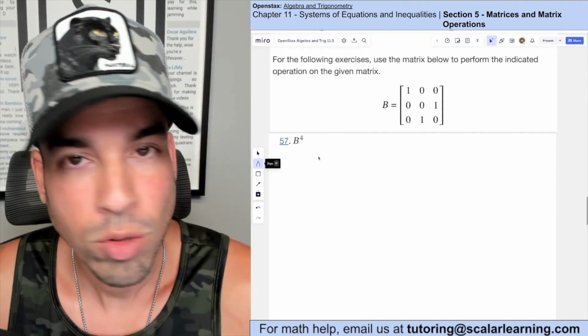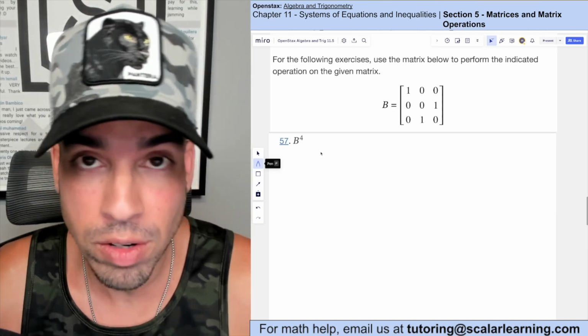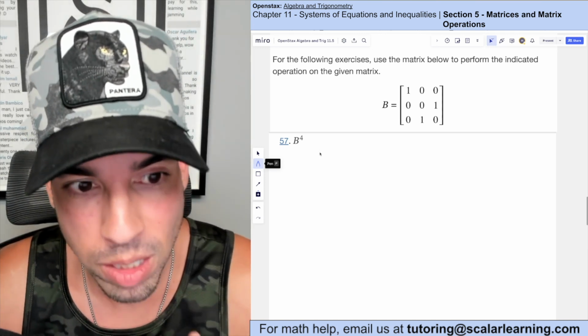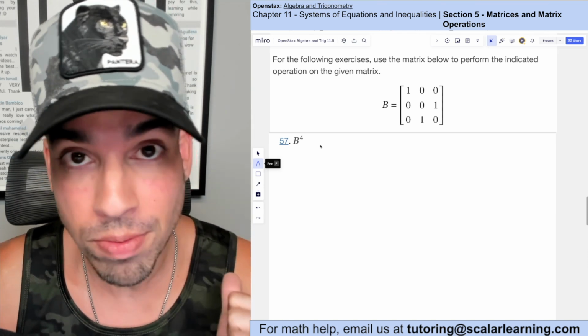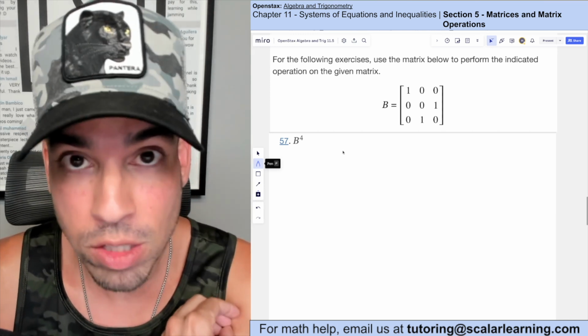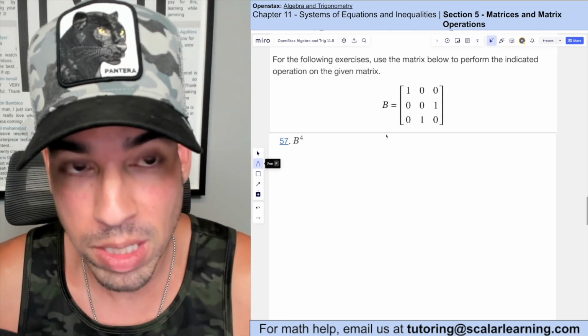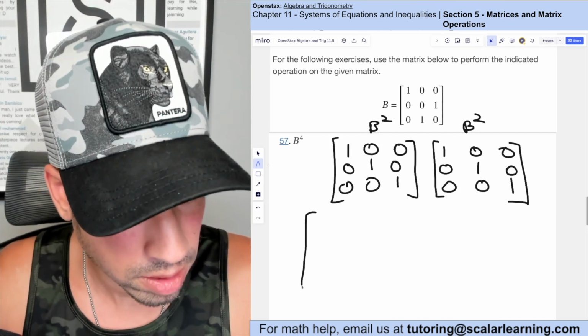Done. So for this one, we're doing b to the fourth, which is b times b times b times b. And I could carry out that repeated multiplication, but it's going to take a lot of time. Instead, I'm going to go back to 55 first, where I found b squared. And then I'm going to do b squared times b squared. That's going to give me b to the fourth. So here's b squared and b squared, and then we're going to multiply these, and let's see what we get.